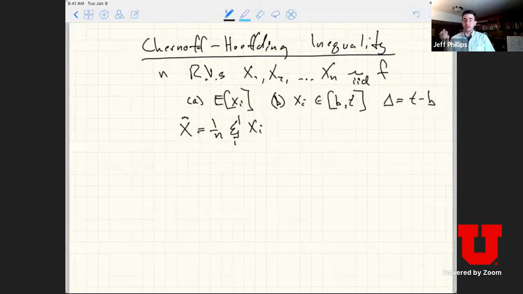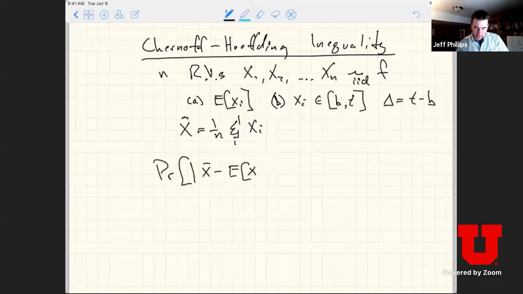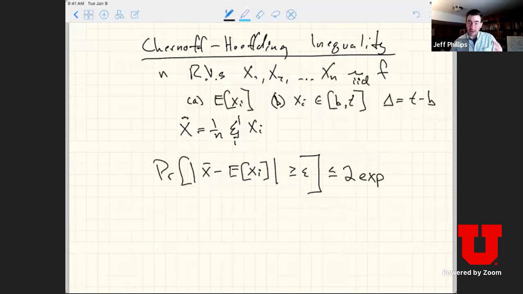Right, it's explicitly going to be about this average. That's going to explicitly be about how well this stuff concentrates. Okay, so then I can say the probability that x bar minus the expected value of xi is greater than or equal to some error tolerance epsilon is going to be less than or equal to 2 times e to the power of something. So it looks kind of like a form of a Gaussian a little bit, right? So that means it's exponentially decaying: 2 epsilon squared n divided by delta squared.